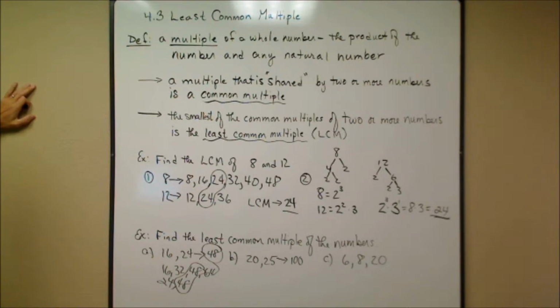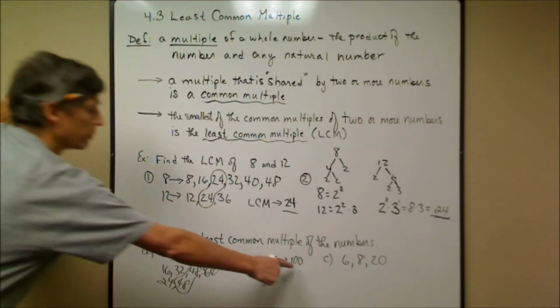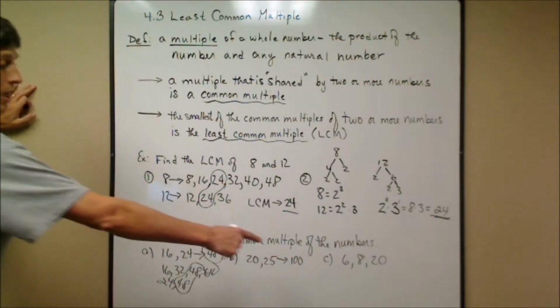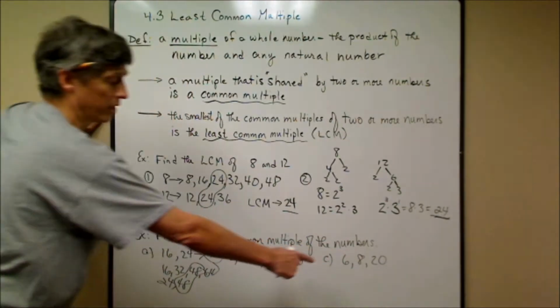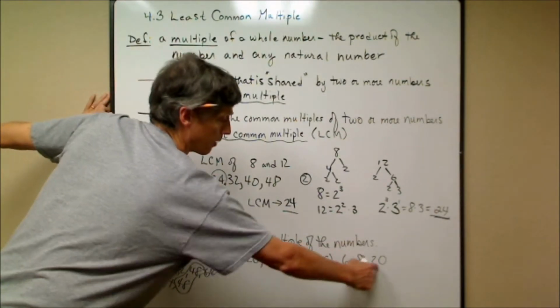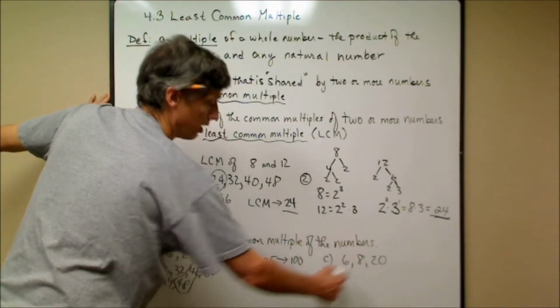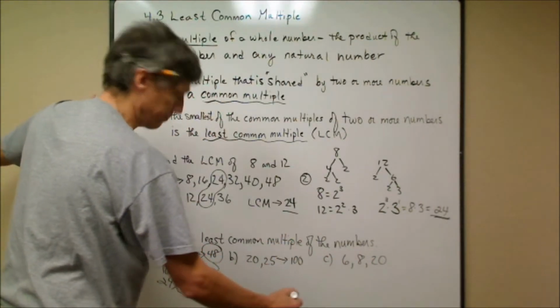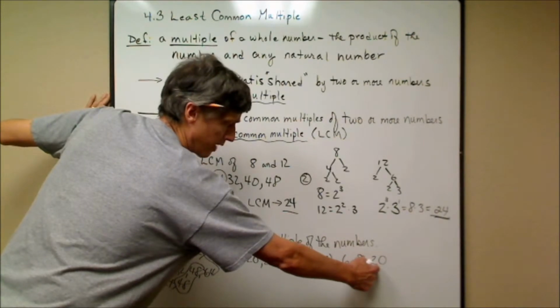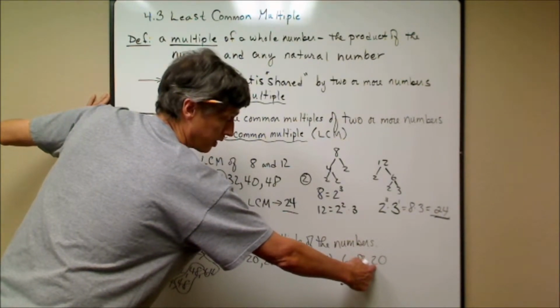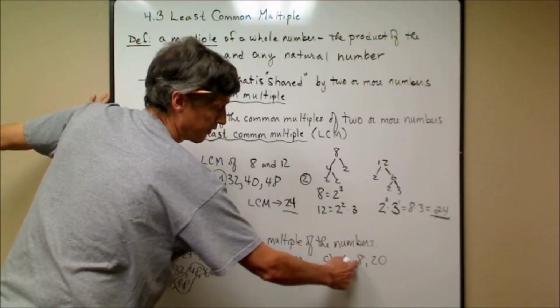25 divides into 100 4 times. This is a multiple of both 20 and 25. Way over here at the end, it's a little trickier because you've got these two kind of small numbers and then one that's a little bit bigger. So if we start looking at multiples here, what I do is I look to see multiples of the largest one in this case, and I look to see if they divide into that.